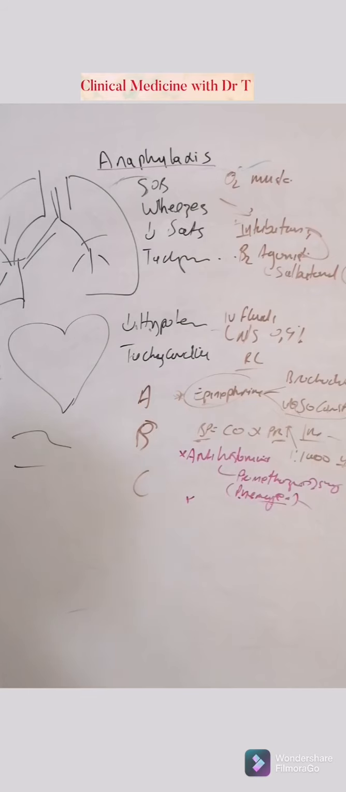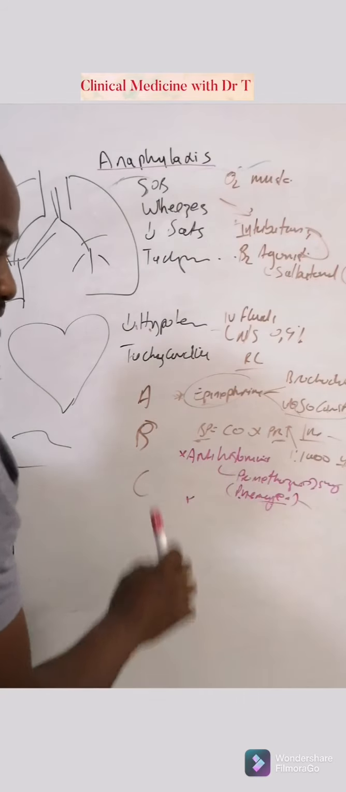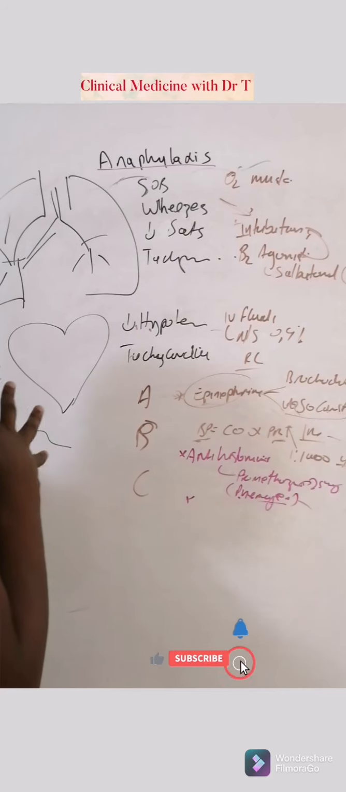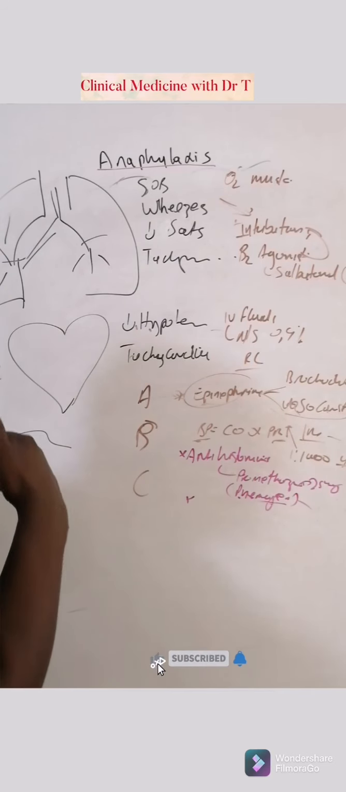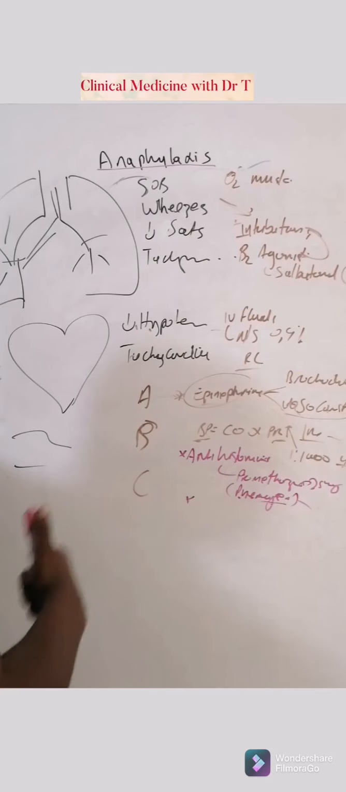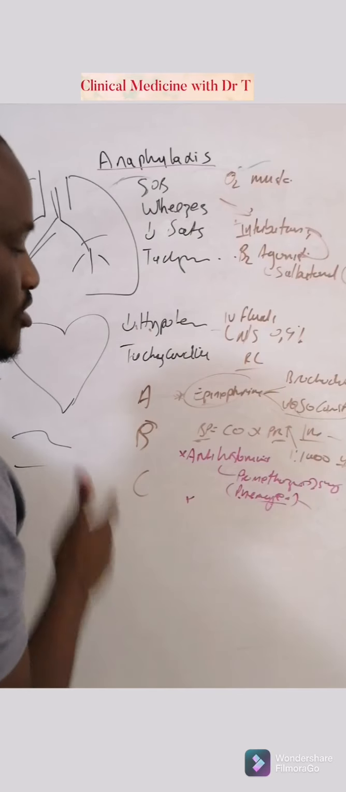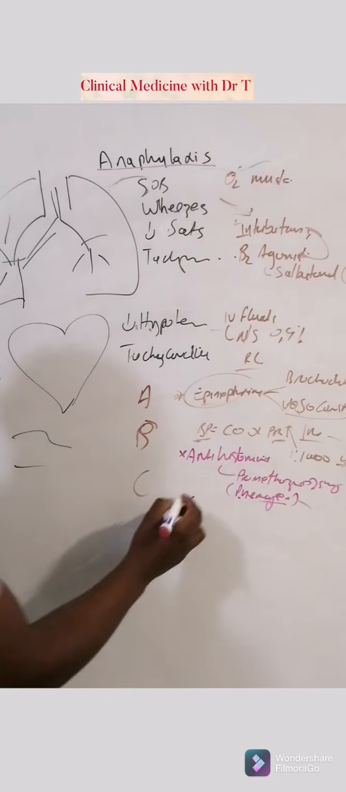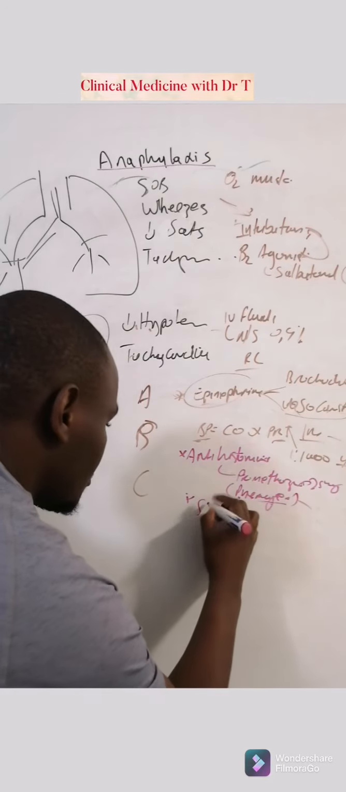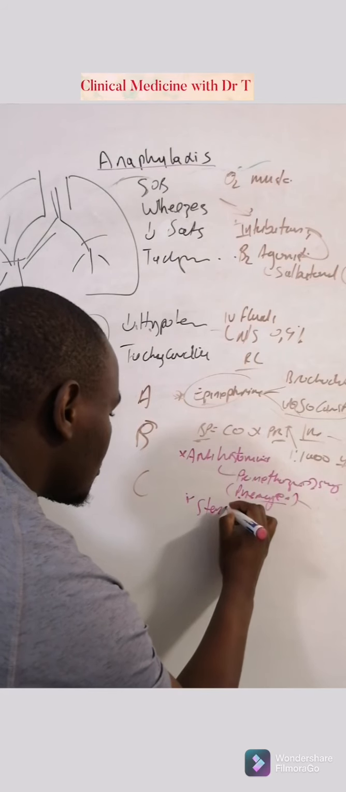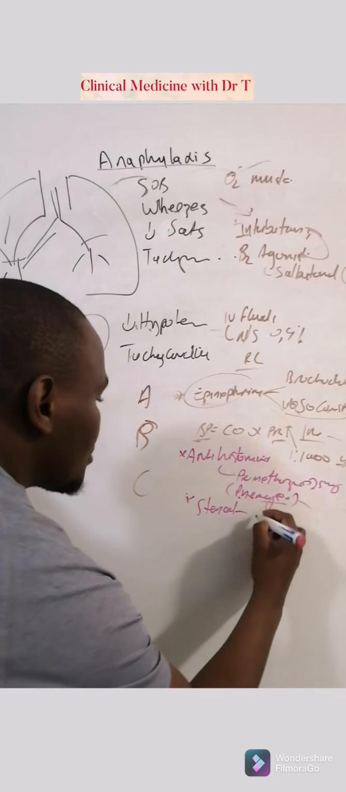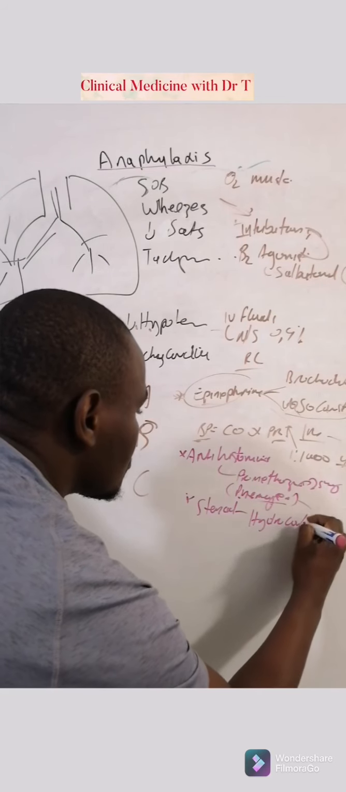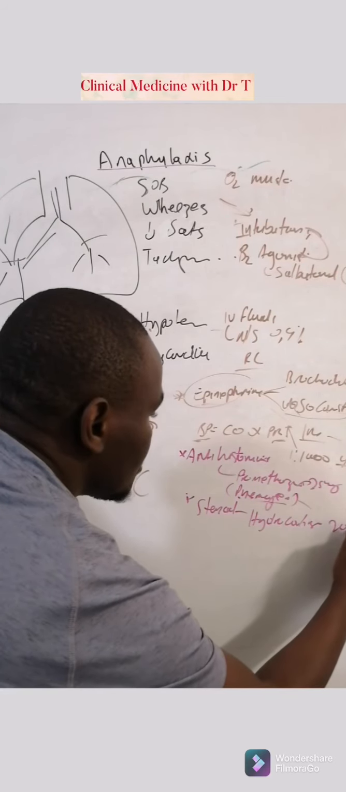Because once you give an antihistamine, you are trying to stop the effects of histamine and also minimize the ongoing release of histamine, because we are in this problem because of histamine. The other thing that you give is a steroid, and the steroid of choice is hydrocortisone, 200 milligrams.